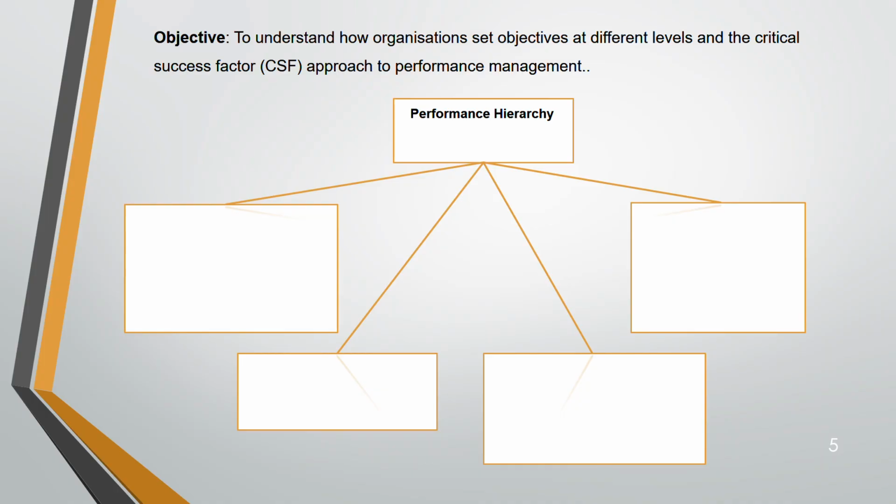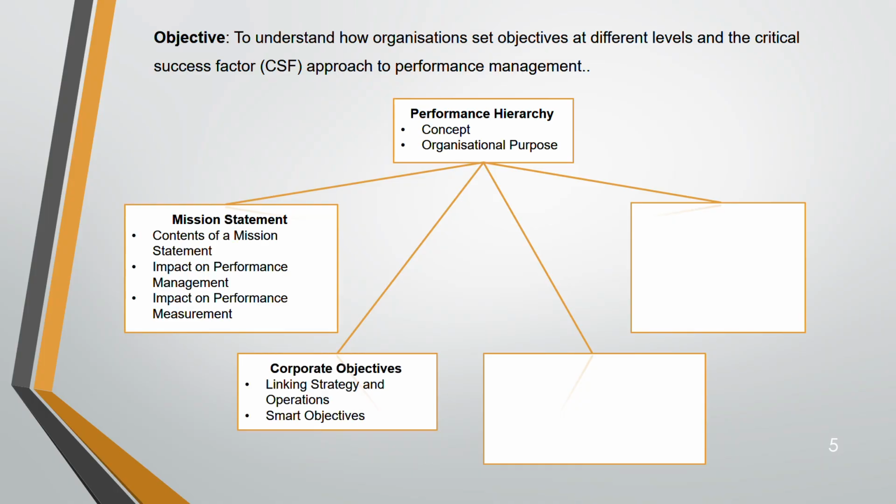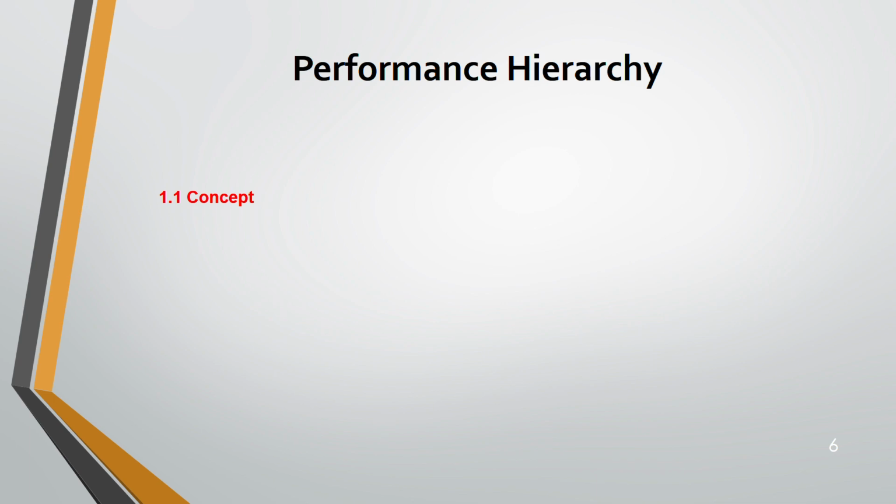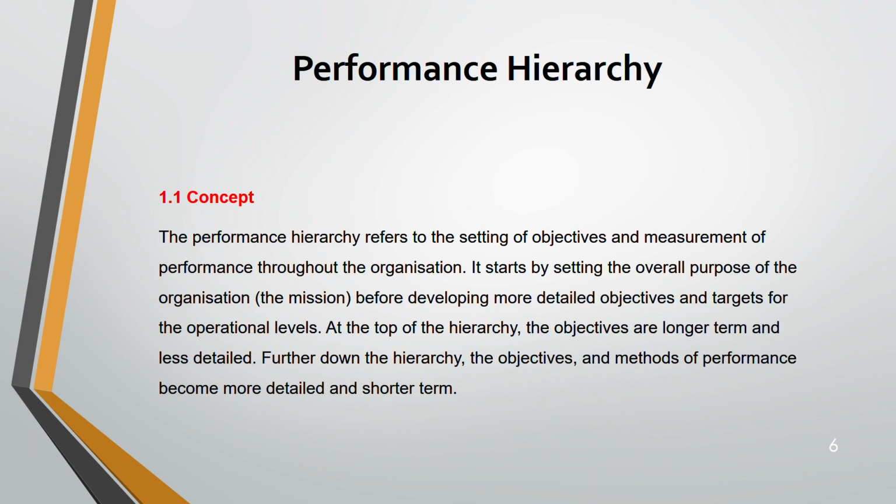The critical success factor. Okay. So under performance hierarchy, first is mission statement, then corporate objectives, then the CSF and operational performance. These are the four areas we are going to cover in this lecture. So starting with the concept of performance hierarchy.